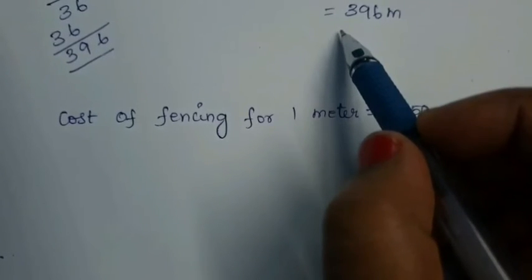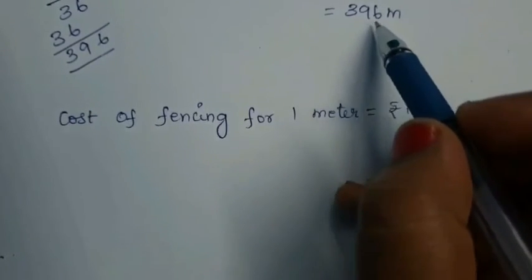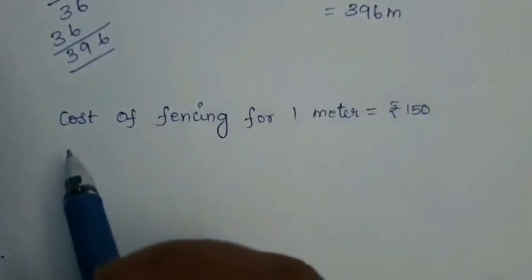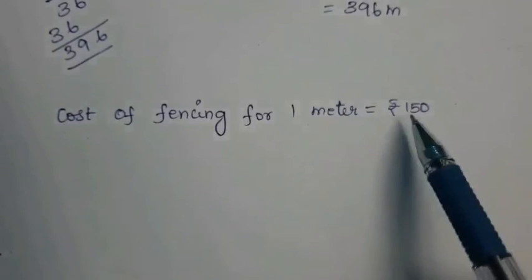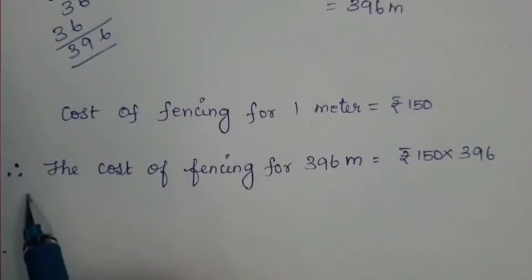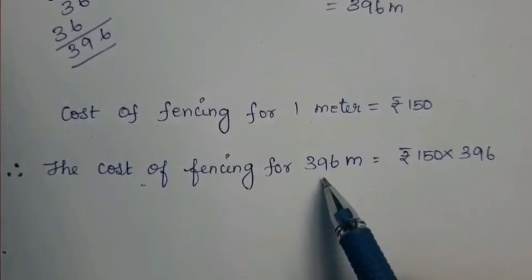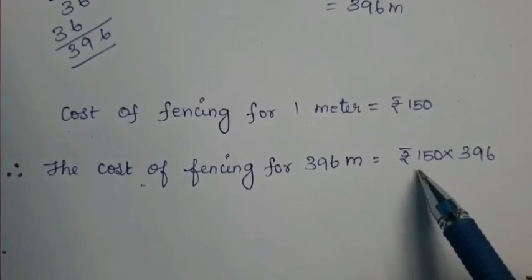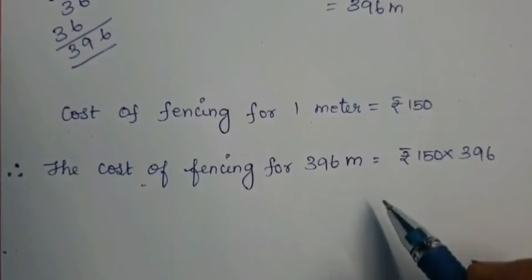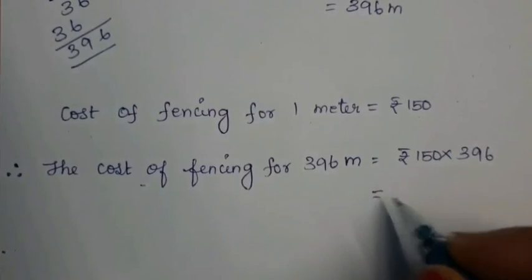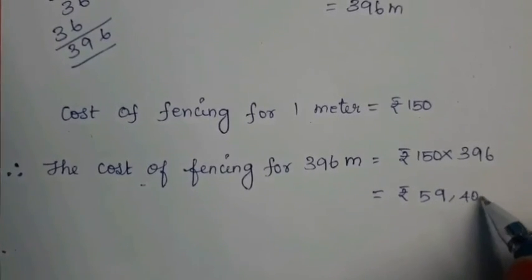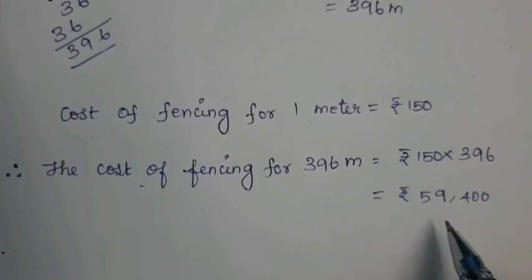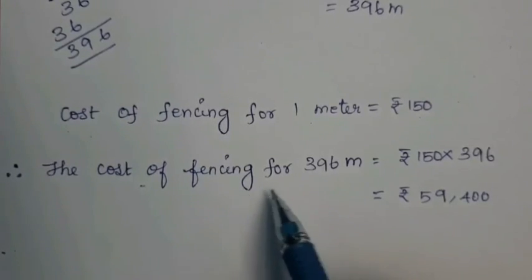Now we are going to find the cost of fencing for this 396 meter. For that, from the question, the given cost of fencing for 1 meter is equal to rupees 150. Therefore, the cost of fencing for 396 meter is equal to rupees 150 into 396, which is equal to rupees 59,400, which is the required cost of fencing for the circular rose garden of 396 meter.